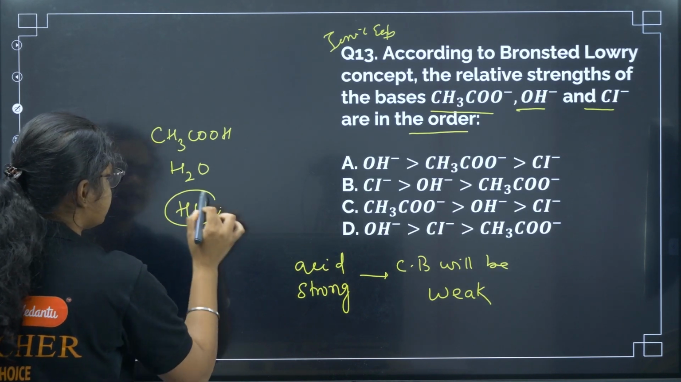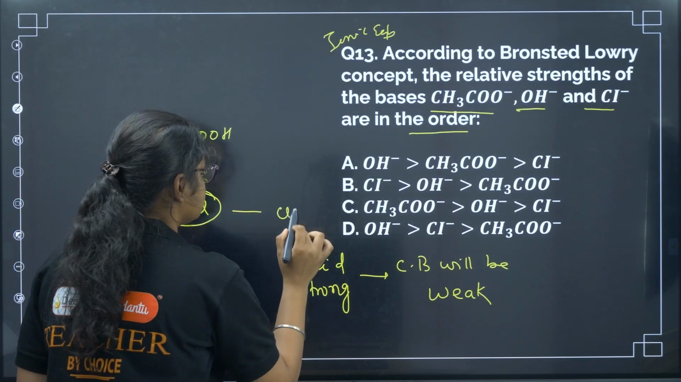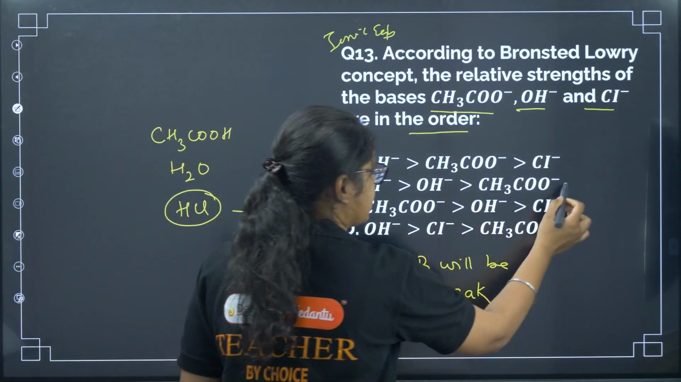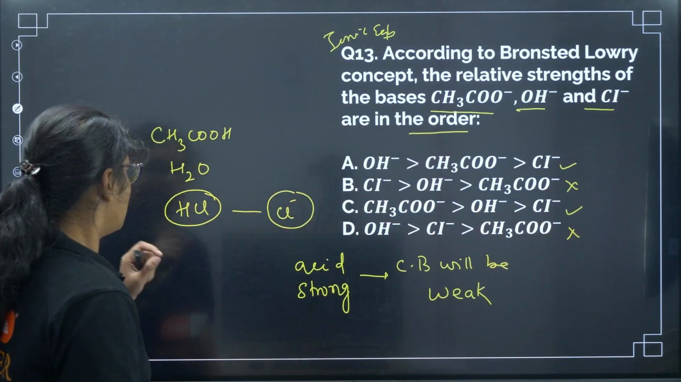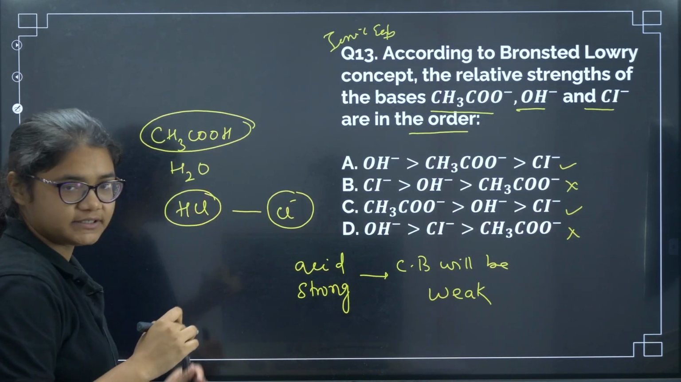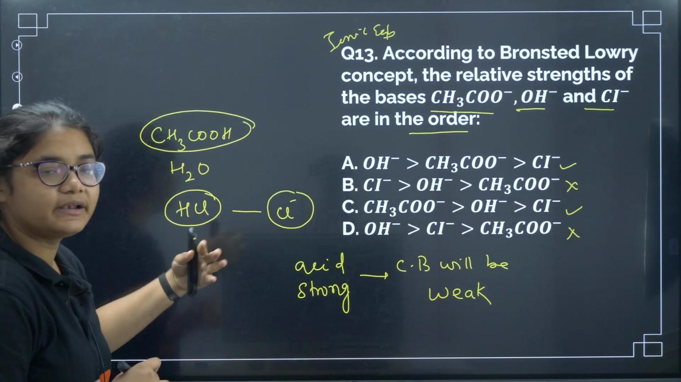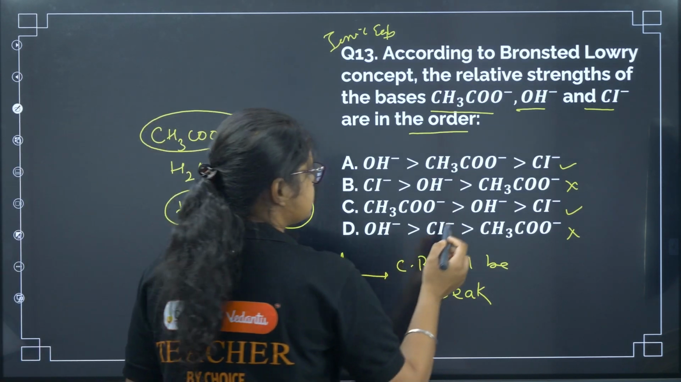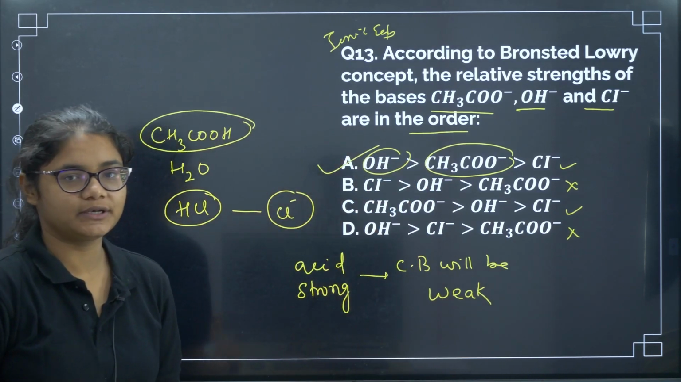Now you see HCl is the strongest acid out of them. So its conjugate base, that is Cl-, will be the weakest one. So we can eliminate these two options. This can be possible, this can be possible. Now the next acid will be your CH3COOH. So its conjugate base will be the next weakest one, that is CH3COO-, and then OH-. So the correct answer is option number A.